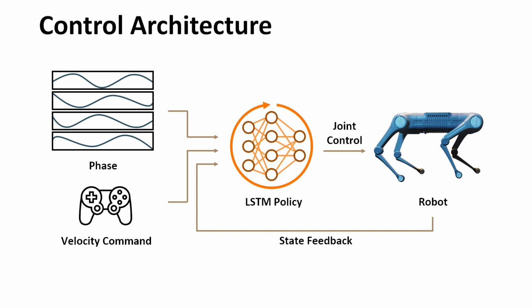We use an LSTM neural network as the control policy. It uses the velocity command, the phase signal and the sensory data for input and returns the desired position for each joint. The neural network is trained by imitation learning.